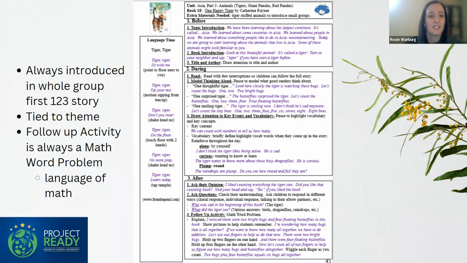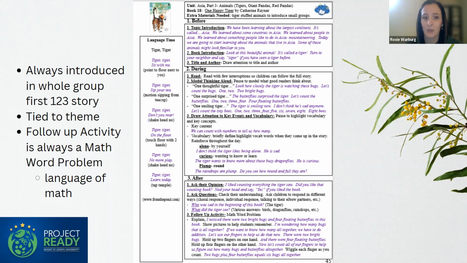So again, like we said before, our math books are always introduced in the whole group story with the 1, 2, 3 read. And this is a lesson plan for one of the math books from our Asia unit. It's called One Happy Tiger. So you can see at the top there, there's the math symbol. So as you're flipping through your manual, you look for that math symbol, and you know this is a math book here. You see all of the things that we have in our usual 1, 2, 3 story routine.